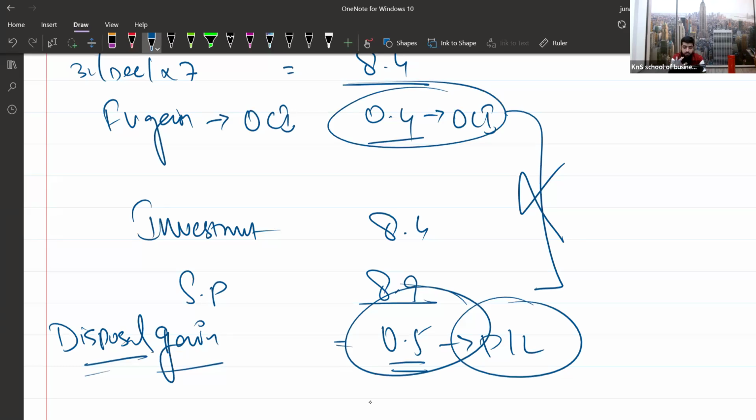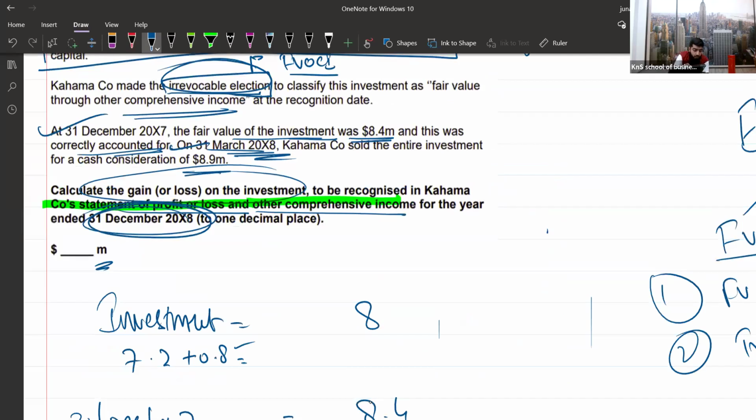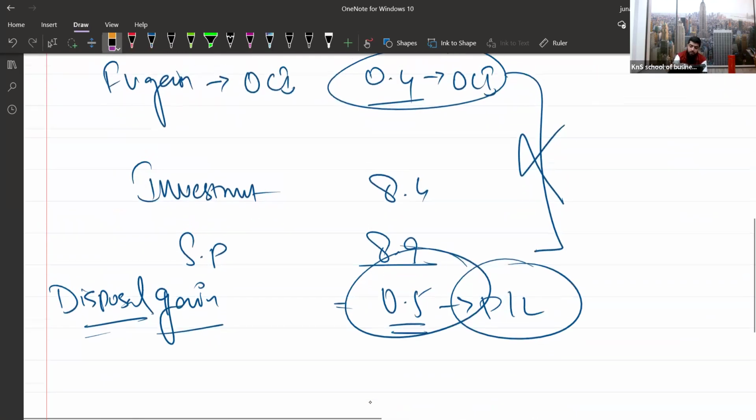But here the examiner is asking: calculate the gain or loss that should be recognized in the statement of profit and loss, that is, the income statement. So in the income statement, the gain that will be recognized is 0.5 million. That is the disposal gain. Are we clear on this one?